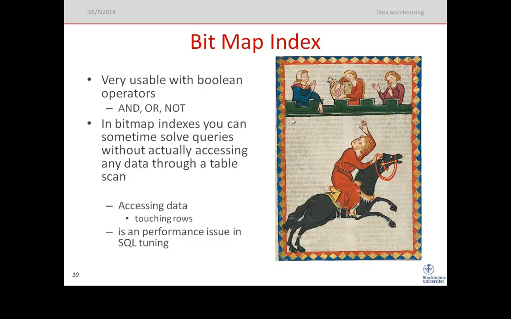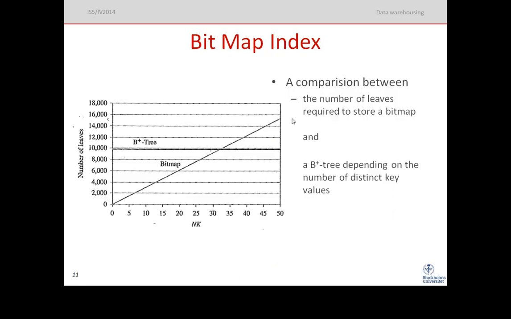Okay, so accessing data, touching rows, is a performance issue. So here we have a figure showing that the usefulness of bitmap indexing actually is a function. The number of leaves required to store a bitmap is shown on this axis, and the unique rows, the natural keys in the table, is shown on this axis. And then you can see the higher value of unique identifiers. So you will see this function very clearly.